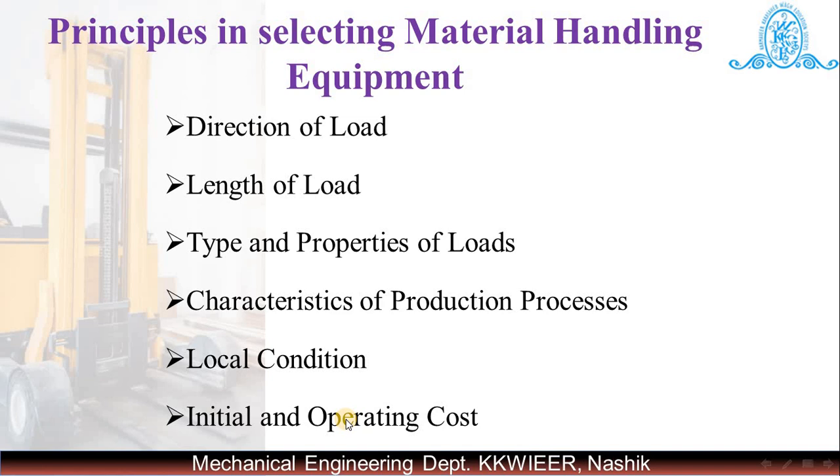Then comes the initial and operating cost. Obviously the cost factor is very important. If you have to transfer a small load and you use a huge hoisting equipment, it will not be of much use. So the initial and operating costs are very important parameters in selecting the material handling equipment for any given specific application. These are the seven to eight principles to be understood for material handling systems.